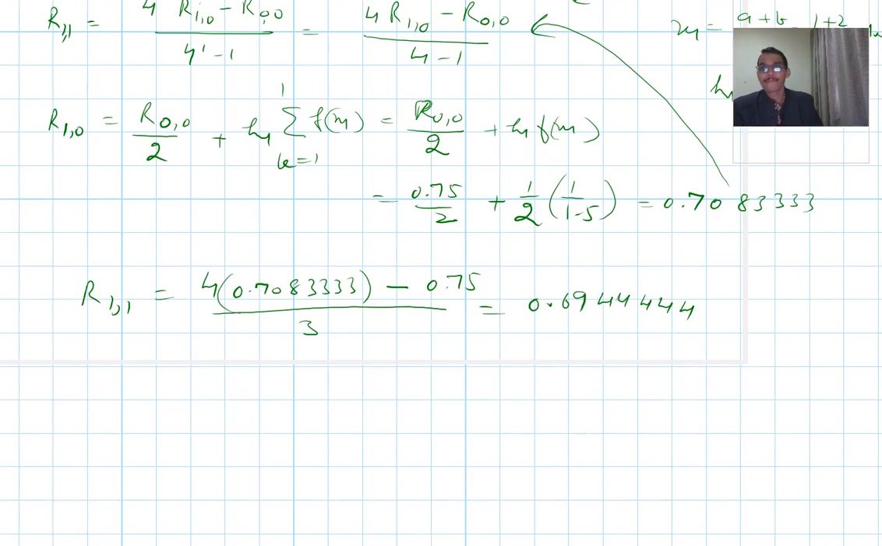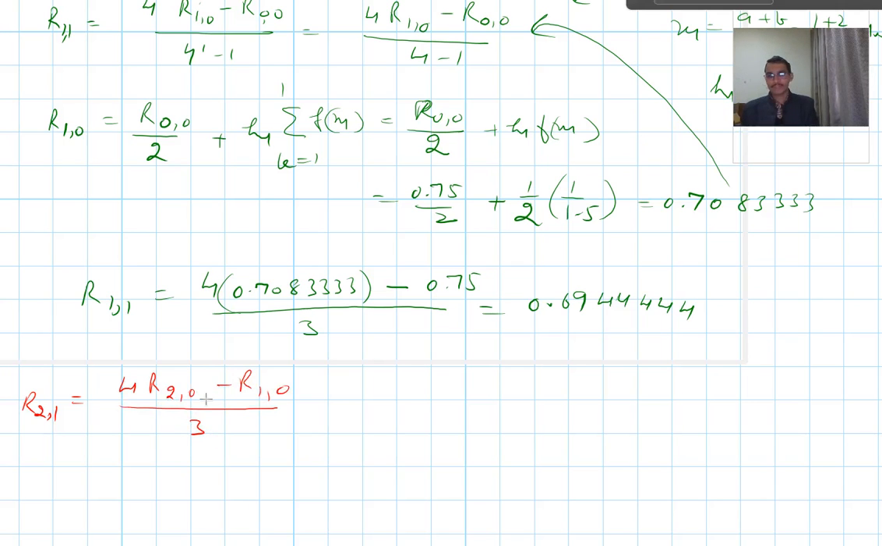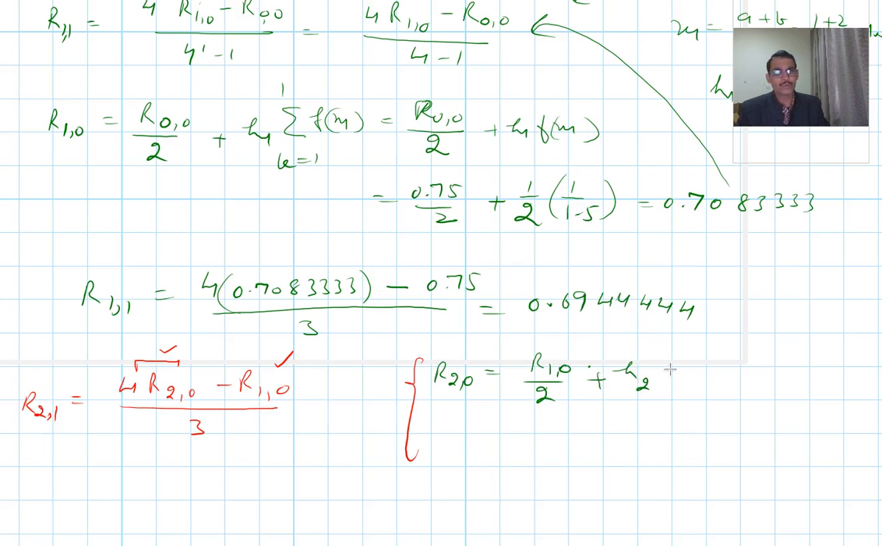Next is R21, and R21 comes out to be 4R20 minus R10 divided by 3. Now we need to evaluate this R20 because R10 is already known to me, but R20 is not known to me. So let us evaluate it. So R20, it can be written as R10, using equation 9, by 2 plus H2 times f of x1 plus f of x2, right?